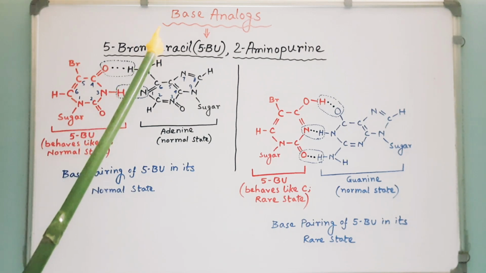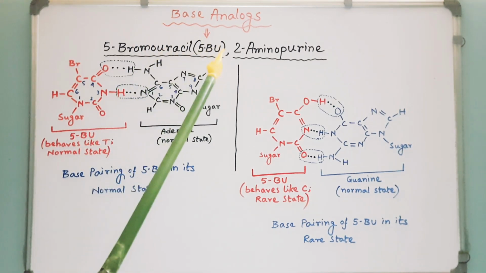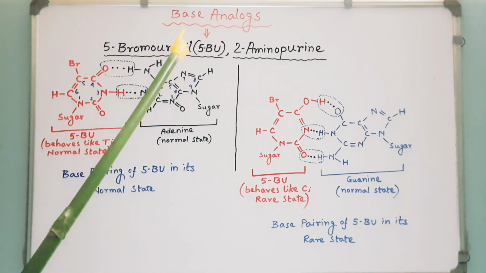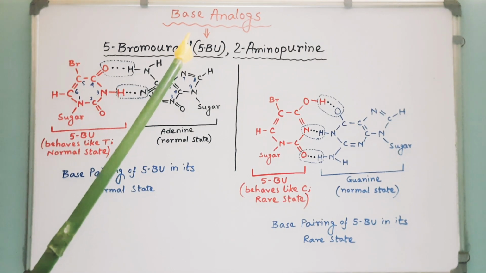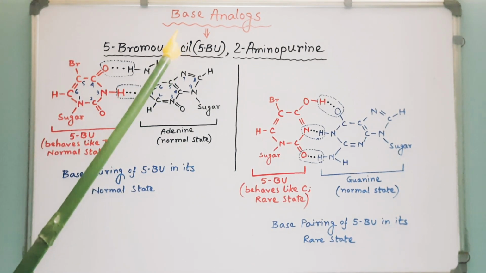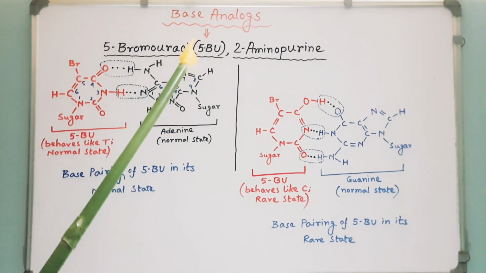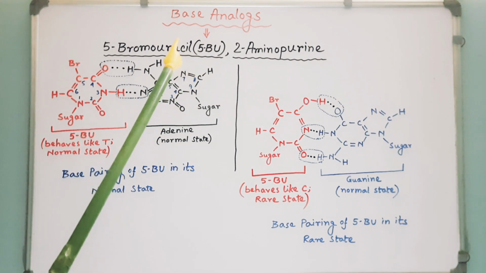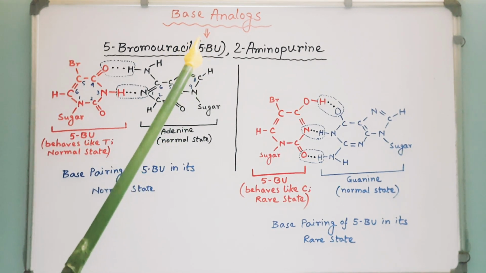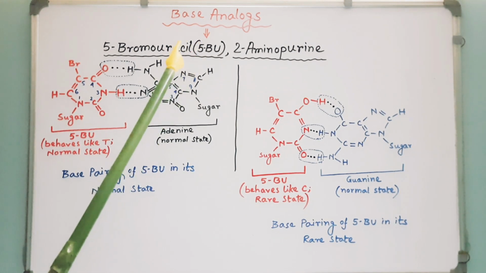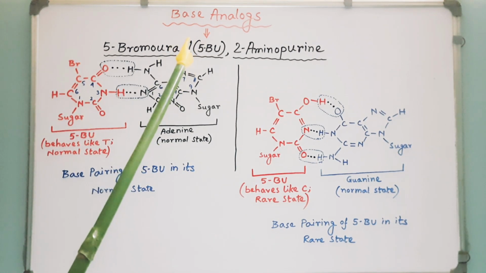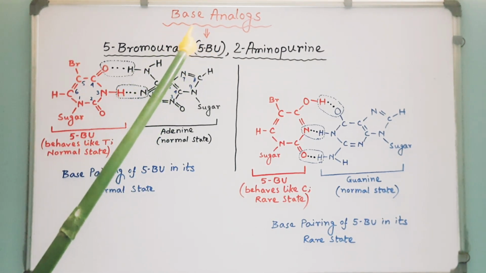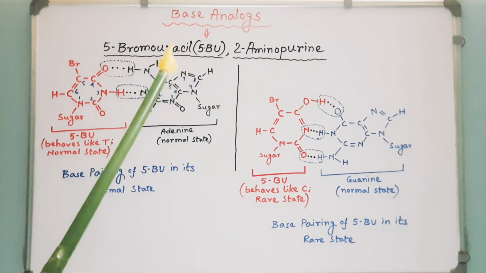Now, I will discuss how base analogues cause mutations. Base analogues are bases that are similar to those normally found in DNA. Like normal bases, base analogues exist in normal and rare tautomeric states. In each of the two states, the base analogue pairs with a different normal base in DNA. Because base analogues are so similar to the normal nitrogen bases, they may be incorporated into DNA in place of the normal bases.